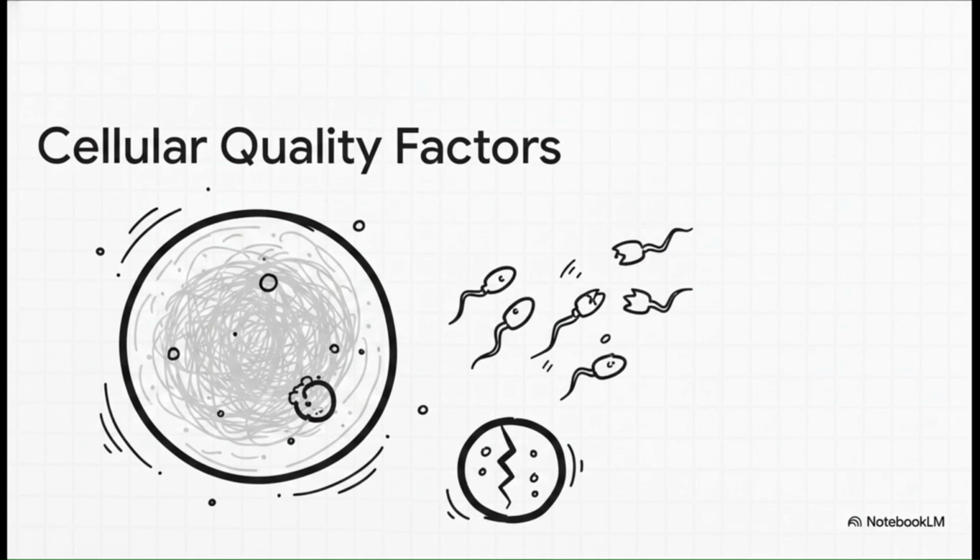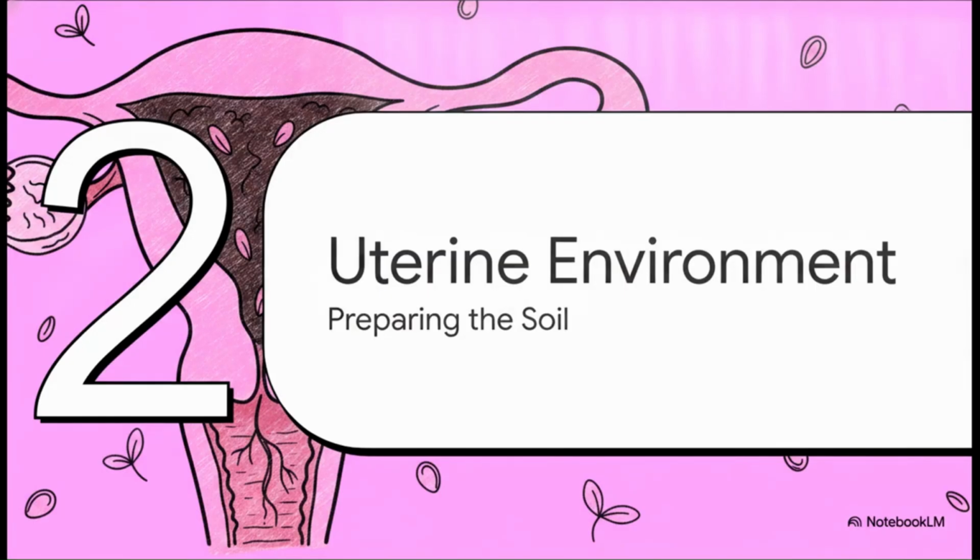But hey, it isn't strictly about genetics. We also have to look at cellular quality. On the egg side, declining quality brings oxidative stress and mitochondrial dysfunction. And we can't forget the male factor. Sperm issues like low concentration, poor motility, and especially high DNA fragmentation severely compromise viability. Ultimately, these factors can cause the embryo to experience developmental arrest, meaning it just stops growing entirely before it even reaches the blastocyst stage.